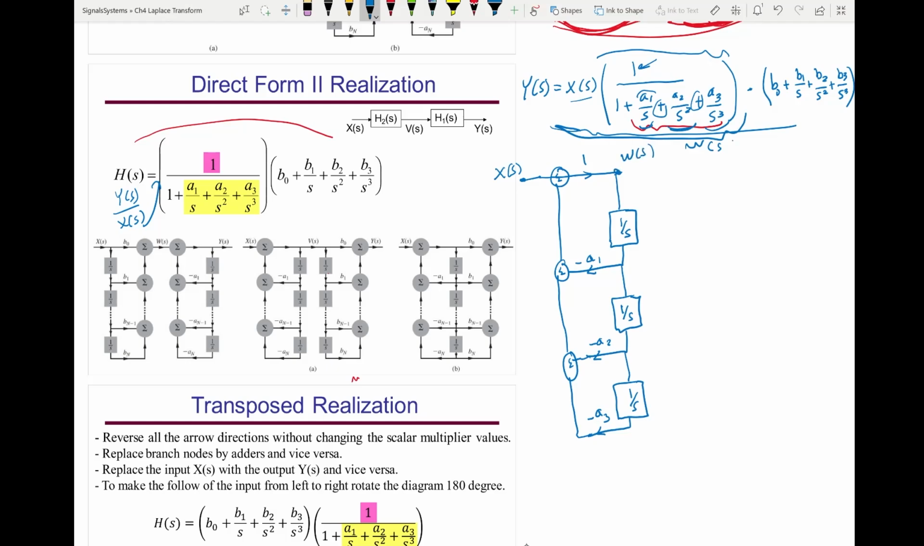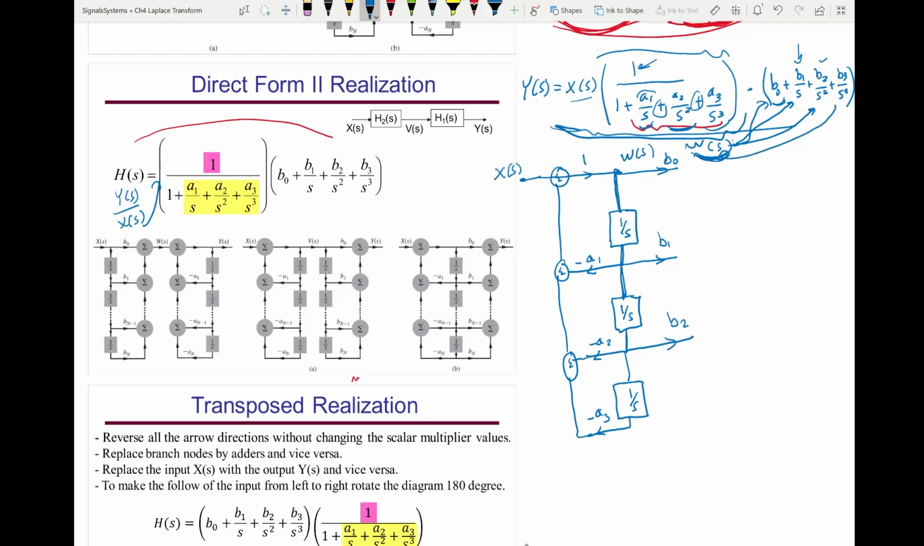Now W of S will be the input to this one. So W of S will be amplified by B0. So that's B0. Also, W of S will go to this integrator 1 over S, then amplified by B1. So W of S will go to an integrator and amplified by B1. W of S will go to a second integrator, that's 1, second 2, and amplified by B2.